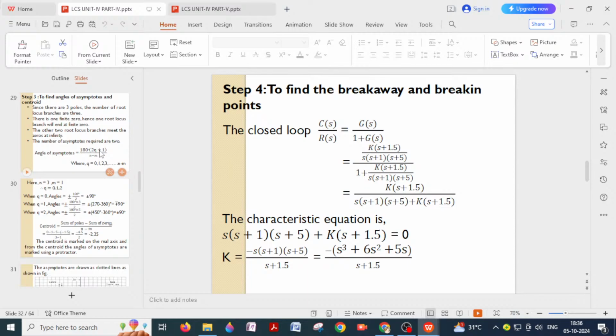Centroid is sum of poles minus sum of zeros. What are our poles? 0, minus 1, minus 5. And what are our zeros? Minus 1.5. So minus of minus 1.5. n is 3, m is 1. So you will get minus 4.5 by 2. The centroid is minus 2.25. Just note it down.